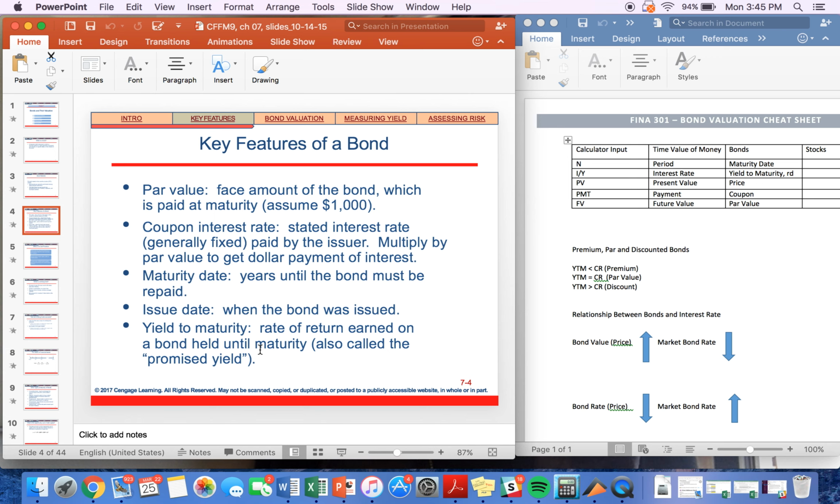So that I/Y in our calculator, we've been talking about interest rate. That's actually called yield to maturity. Your book will also call yield to maturity R, so I put that in there as well for you to kind of get familiar with that.